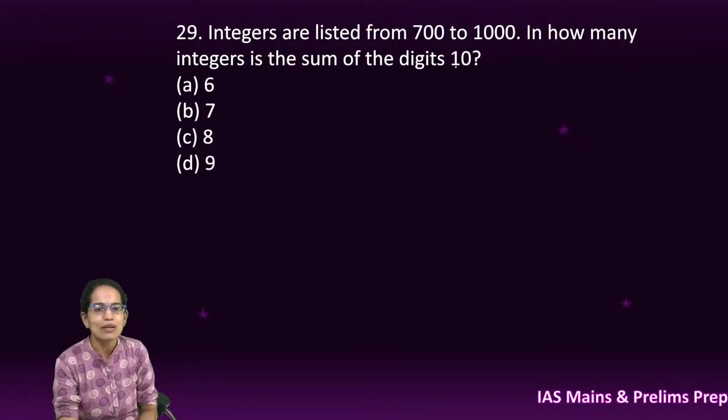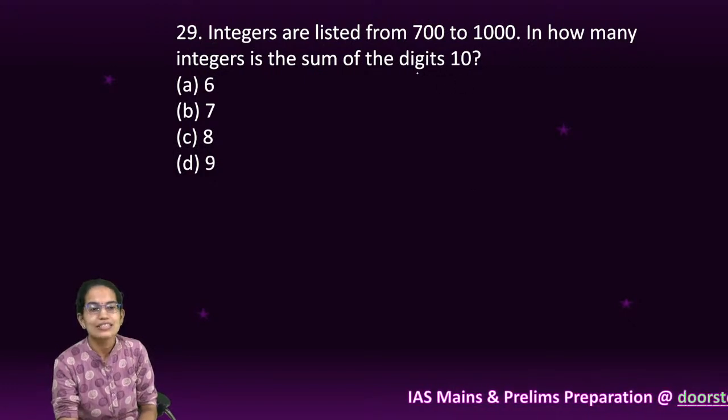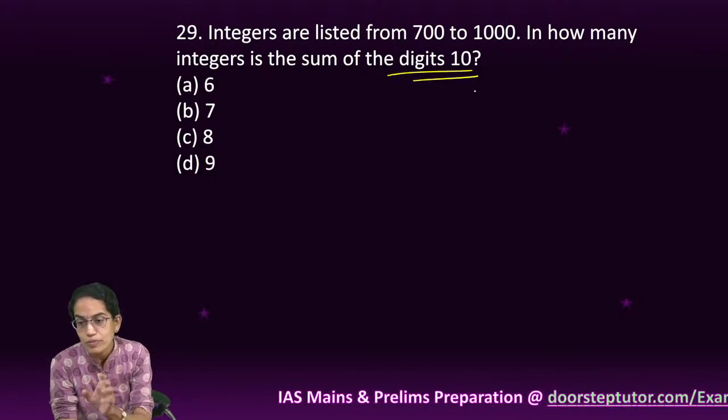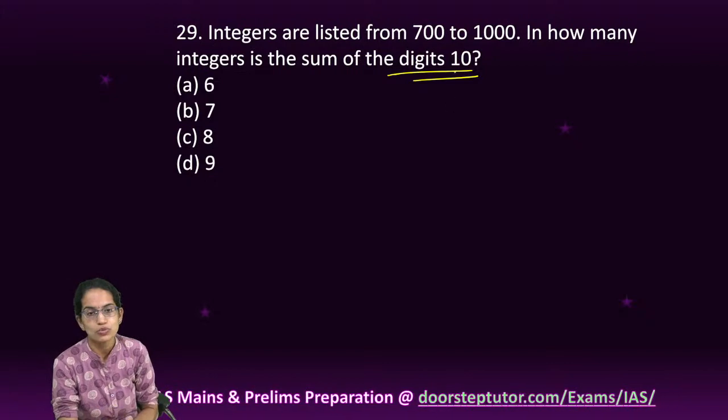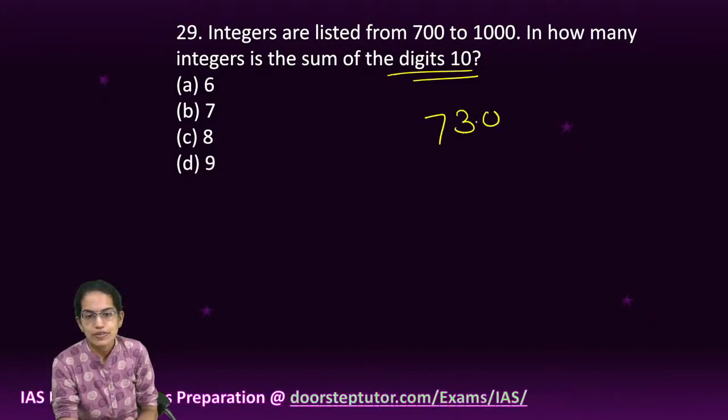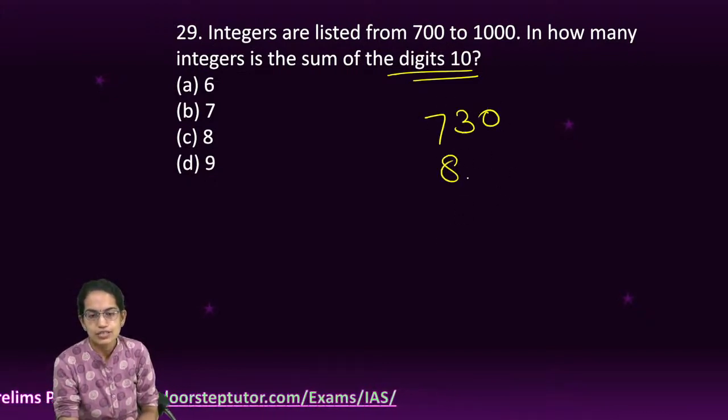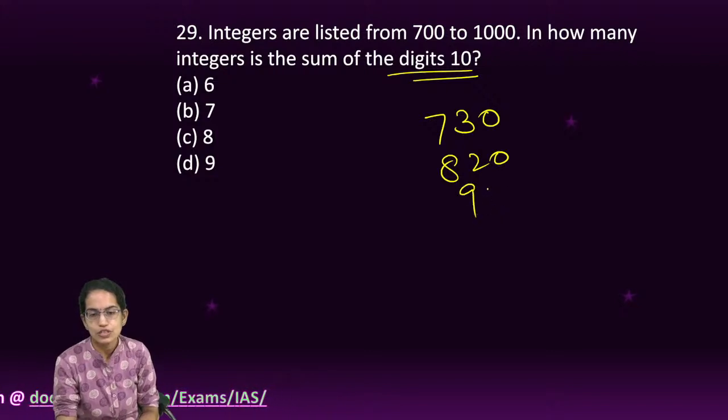Here you have to sum up the digits so that their sum is 10. What is the most common mistake we received from students? 700, okay, 730 I can do. In the series of 800, 820. In the series of 910. In the series of 1000.